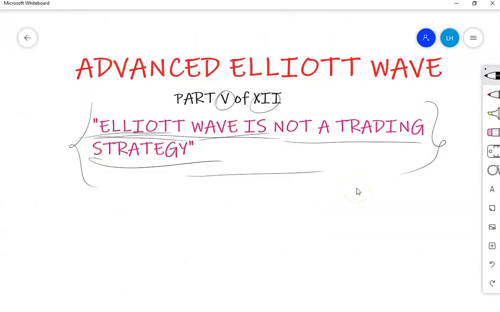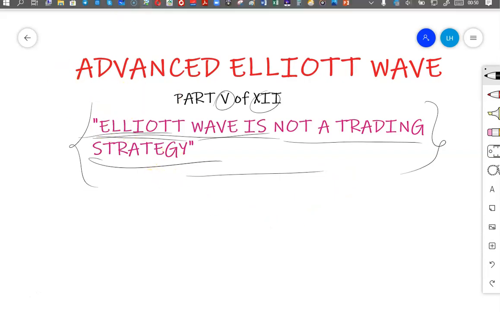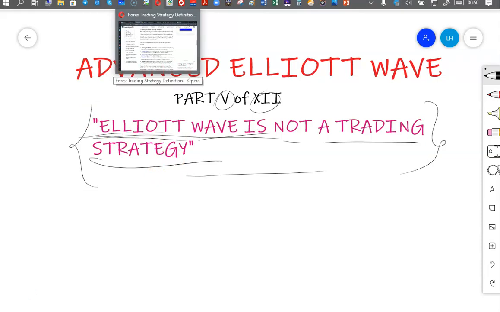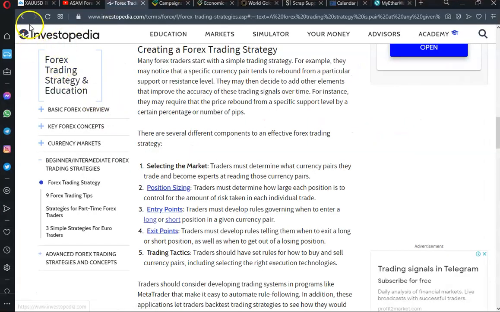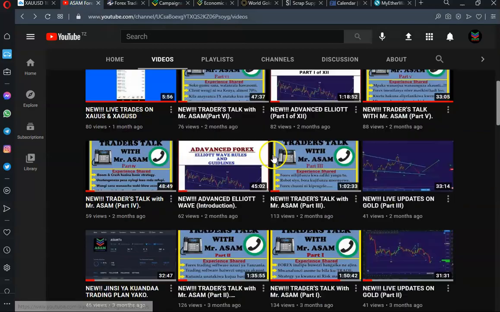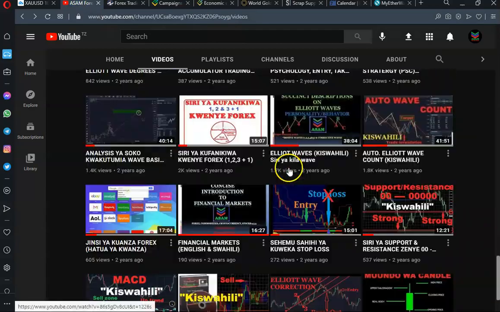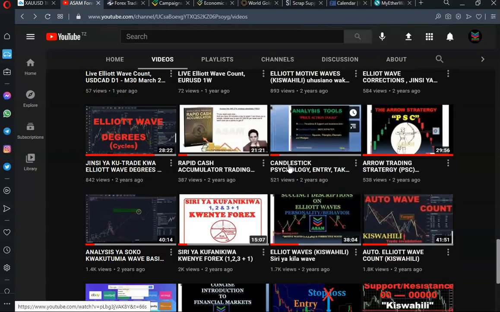Now, if Elliott Wave is not a trading strategy, how are we going to work with it in the market? Taking you back to 2019, there was one content that was presented, what you call an arrow trading strategy, or the PSC strategy. An arrow strategy, or the PSC strategy.